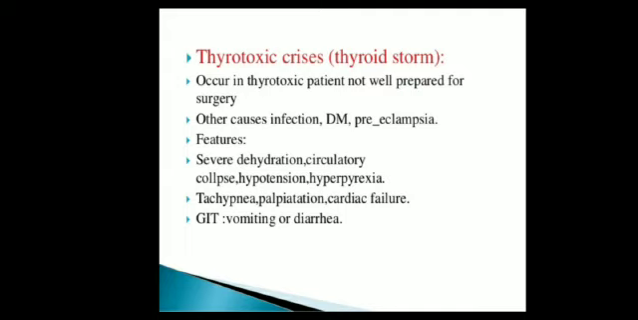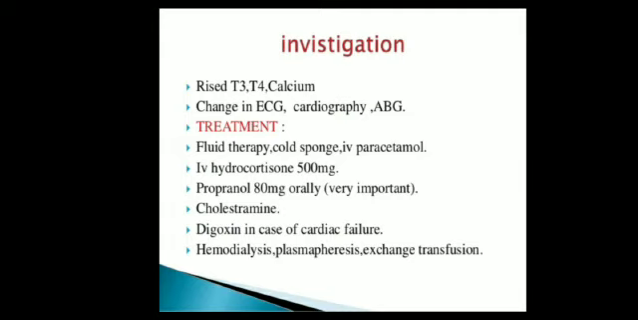Thyrotoxic crisis or thyroid storm occurs in a thyroid patient not well prepared for surgery. Other causes: infection, diabetes mellitus, preeclampsia. Features are severe dehydration, circulatory collapse, hypotension, hyperpyrexia, tachypnea, palpitations, cardiac failure, GIT symptoms, vomiting or diarrhea. Investigations: raised T3, T4 and calcium levels, changes in ECG, echocardiography and arterial blood gas analysis.